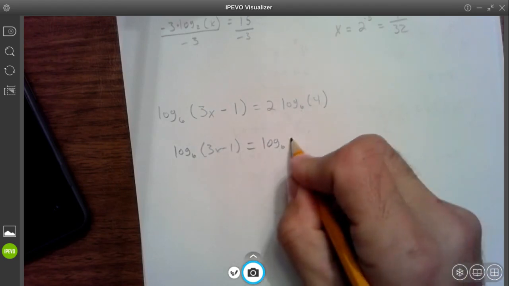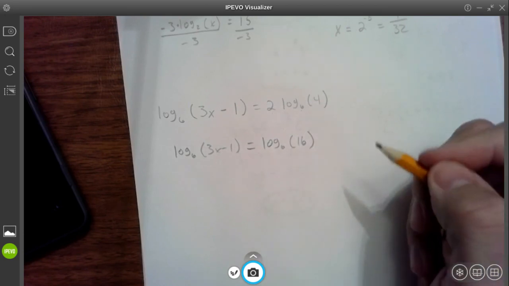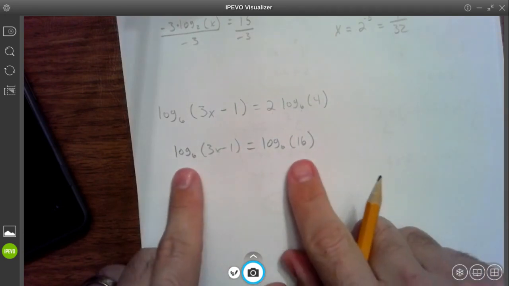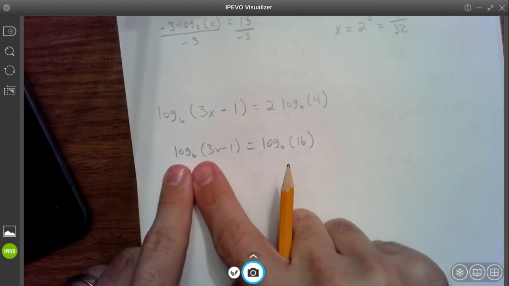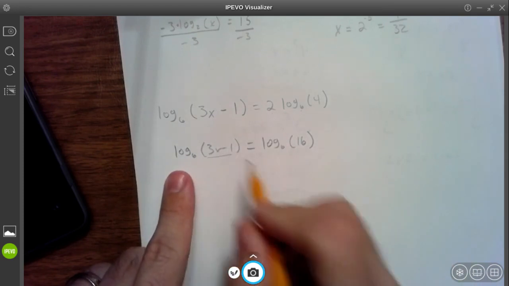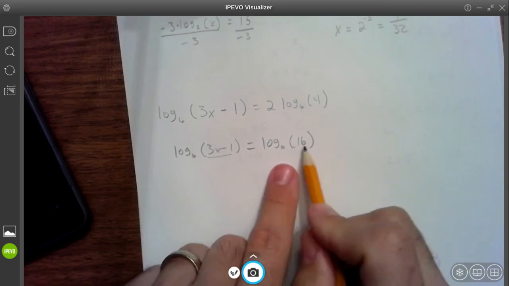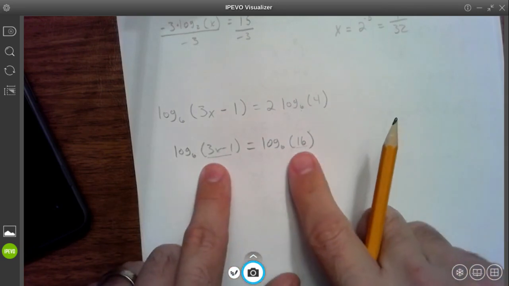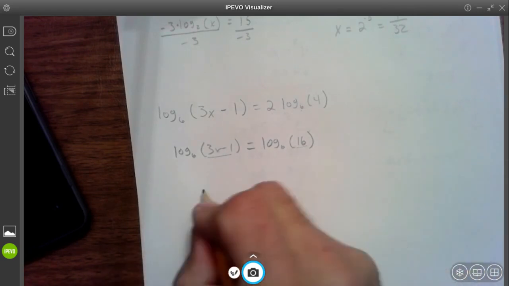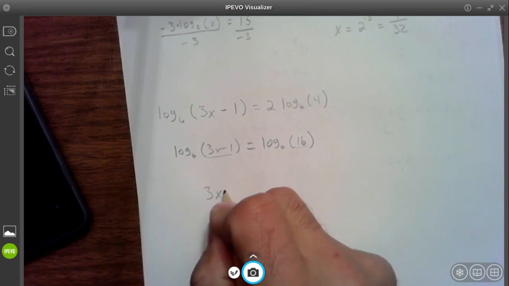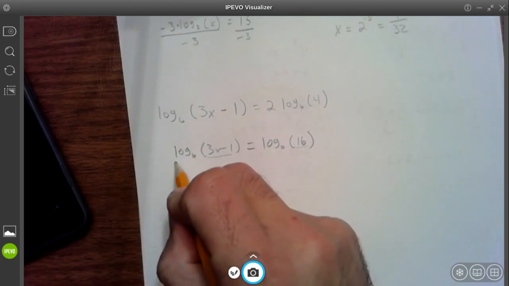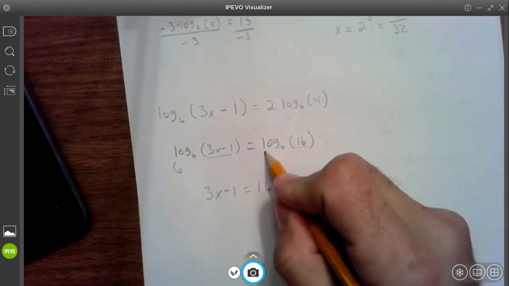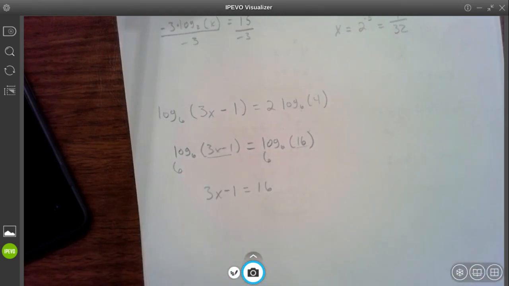which is just log base 6 of 16. And hopefully you can see what's happening here is that on the left-hand side, I only have log base 6 of this stuff, and here I have log base 6 of this stuff. So these two things that are in the parentheses must be equal to each other. All right. What you do is you use 6 as your base. You exponentiate both sides, and that gets rid of the logs.